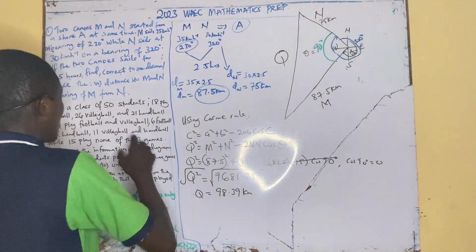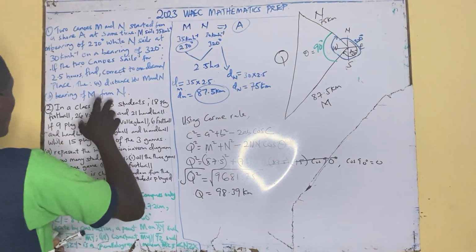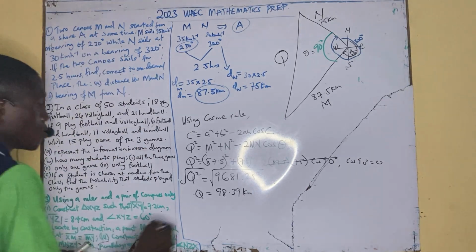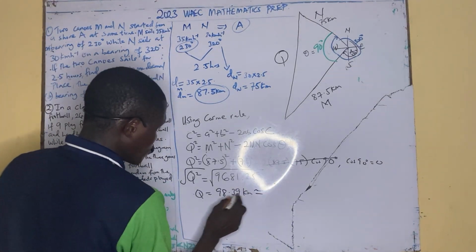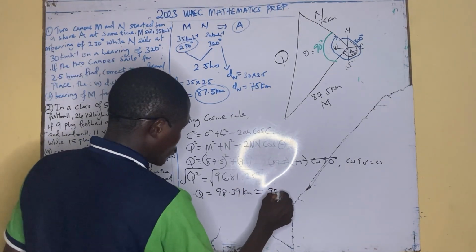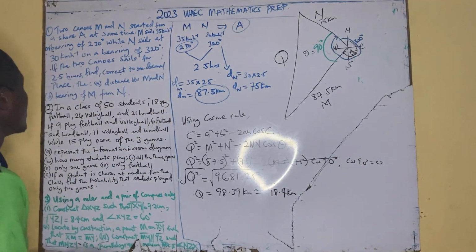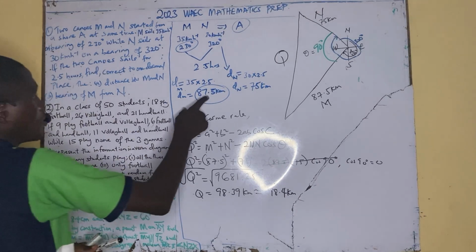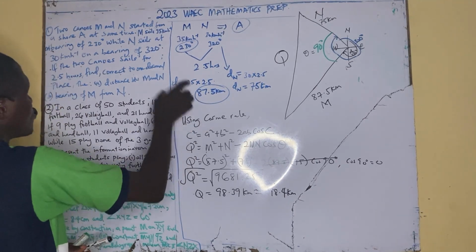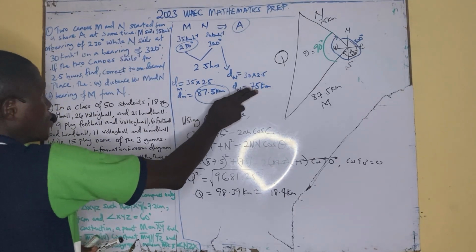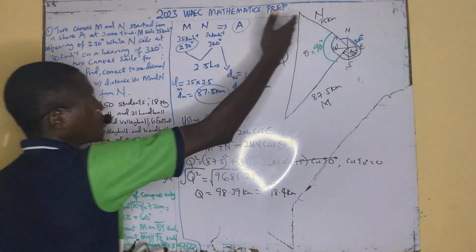Now don't forget we are asked to leave the answer correct to one decimal place. So approximately, to one decimal place, that is 98.4 kilometers. Don't forget that this is 2.5 hours. We multiply it by the speed given to us to get our distance, so we get 75 kilometers. Then we interpret the question.